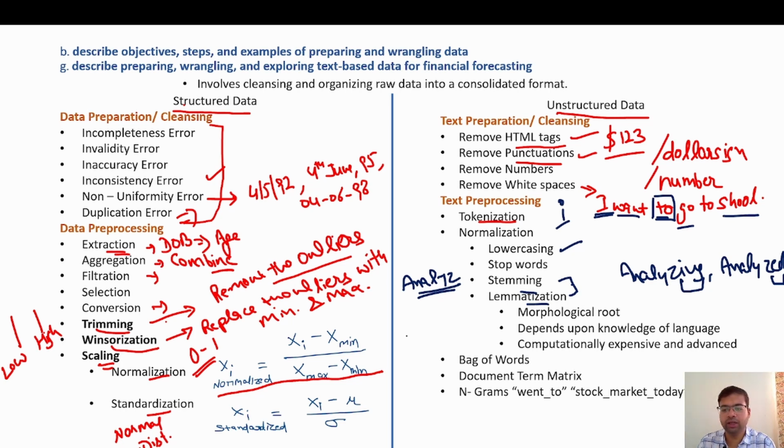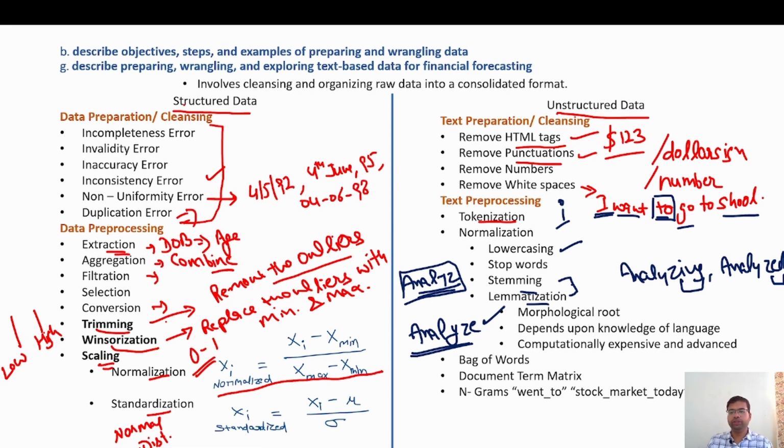What lemmatization does is reduce the word to its morphological root. We know that this stem, analyz, does not have any meaning. It's an incorrect word in English. Lemmatization will reduce these two words to analyze, because the morphological root of analyzing and analyzed is analyze. It depends upon the knowledge of the language that the computer has, and it is also computationally very expensive and a more advanced technique versus stemming.